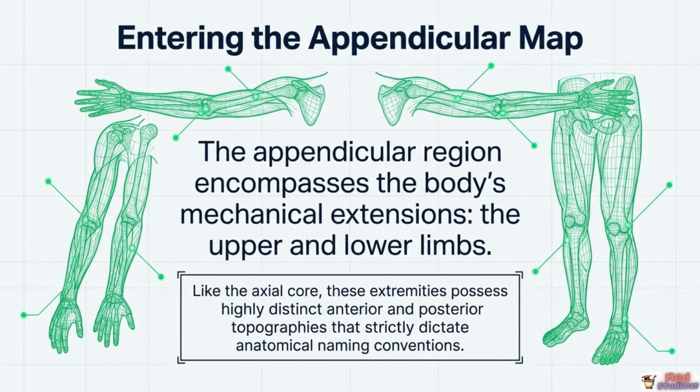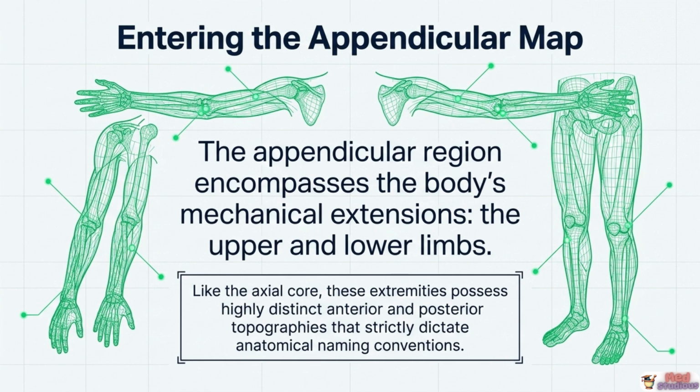We now cross the boundary from the axial core into the appendicular domain, the body's mechanical extensions. The appendicular region encompasses the upper and lower limbs, and it is organized around the same fundamental principle we have seen throughout this atlas. Every extremity possesses highly distinct anterior and posterior topographies that strictly dictate anatomical naming conventions.